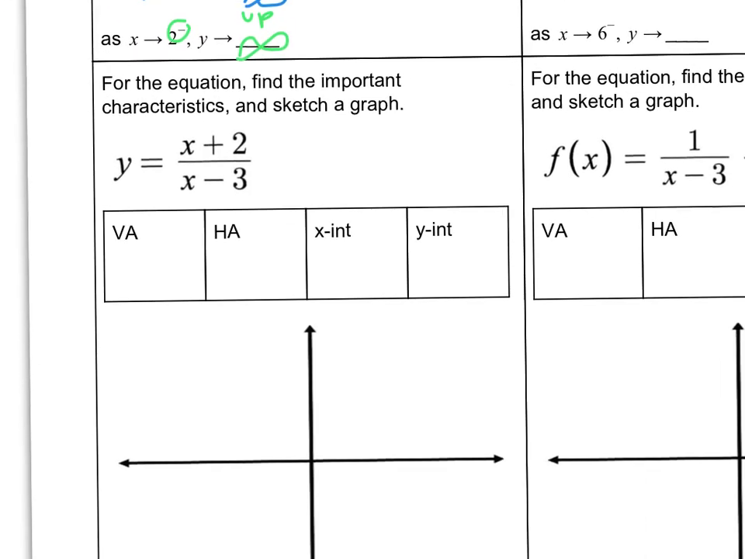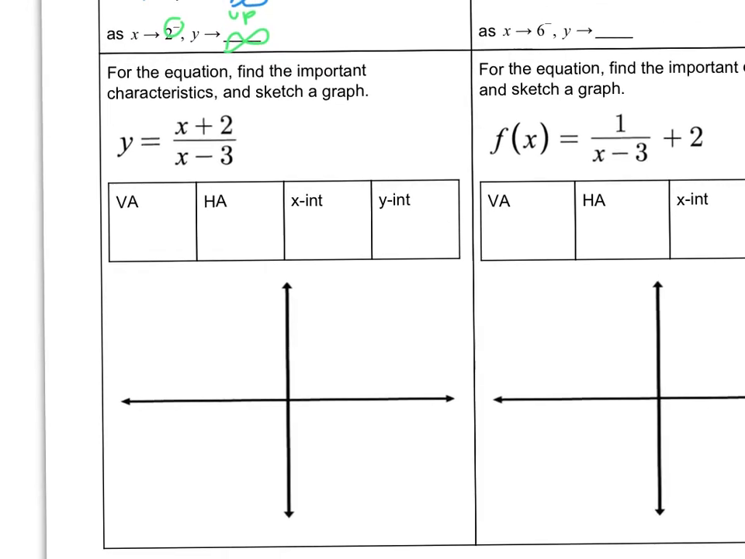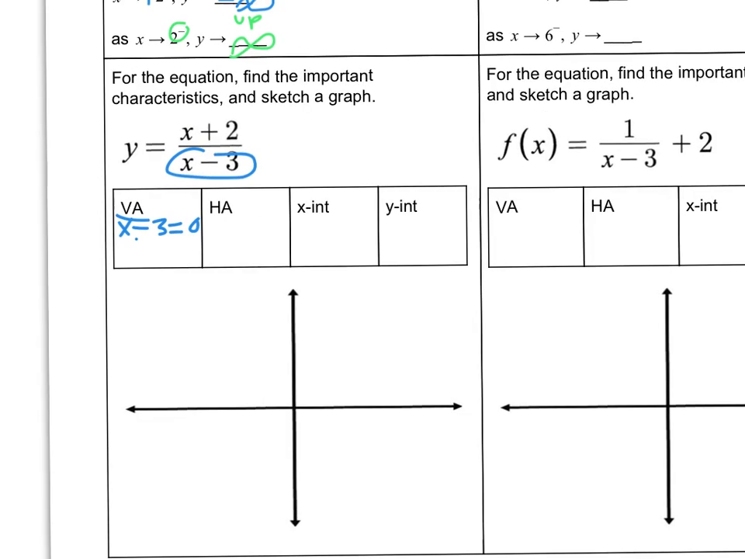Let's talk about graphing. There are no numbers in this spiral. This is super fun. x plus 2 over x minus 3. For the vertical asymptote, that's going to be whatever makes the bottom equal to 0. So x minus 3 is equal to 0. That means that x is equal to 3. So I'm going to have 3 on my graph and a nice vertical dashed line to show that off.